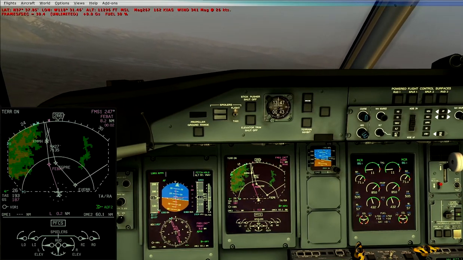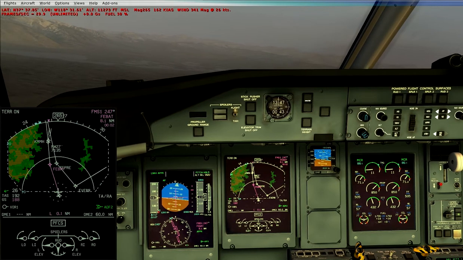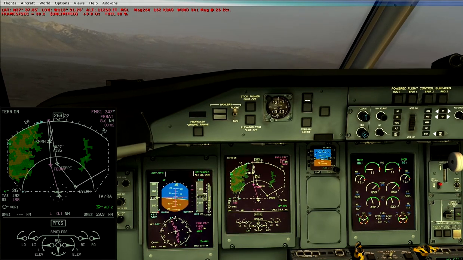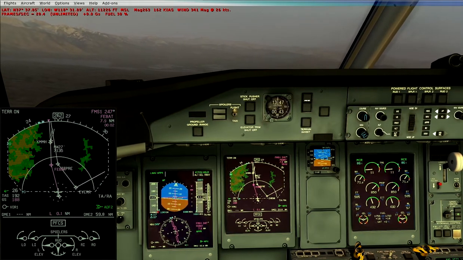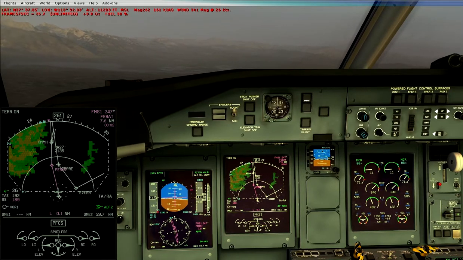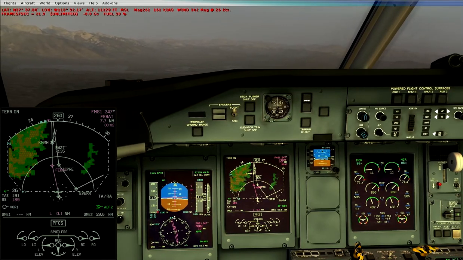This is the NorCal scenery from Oryx, by the way. It looks really cool. So as you can see, I think some people are saying RNAV works fine, and I agree. Like in this case, it worked flawlessly.